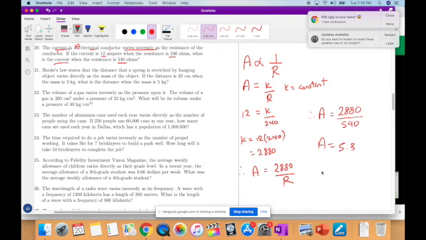Now look at it, right? If we look at A and R, they say here that when A was 12, R was 240. And then R went up to 540 and A went down to 5.3. So we could see here that as R increased, the amps, the current actually decreased. Hence, it is inversely proportional.